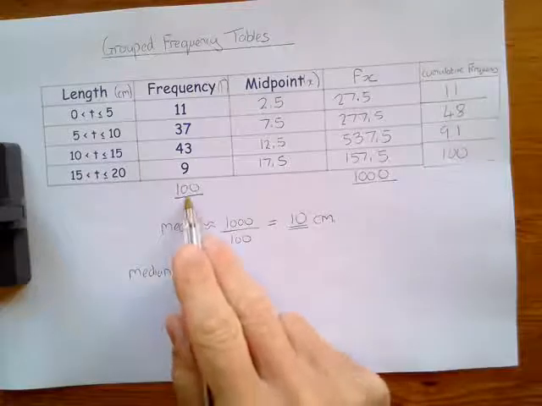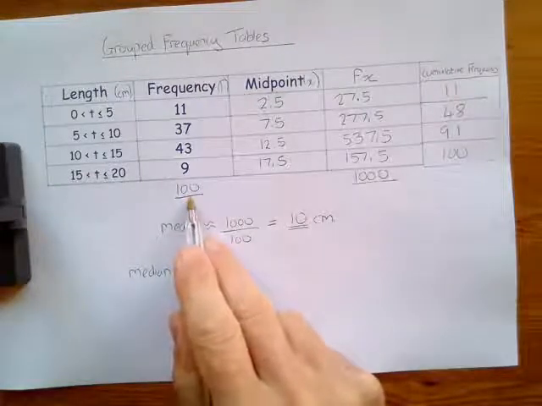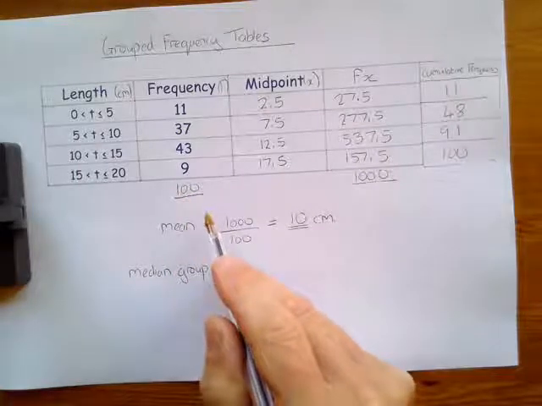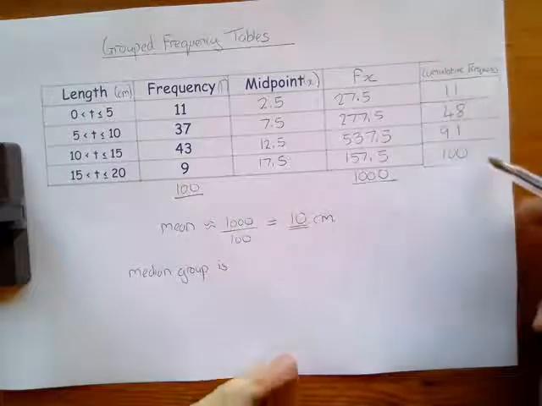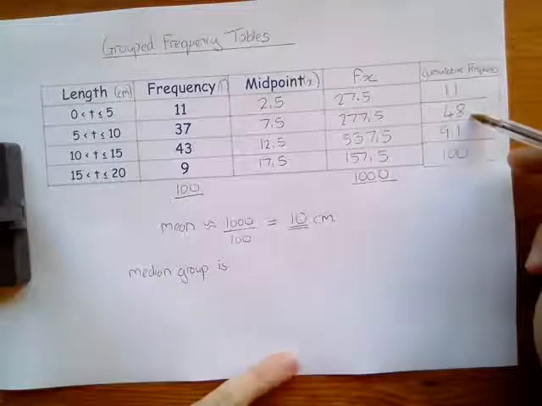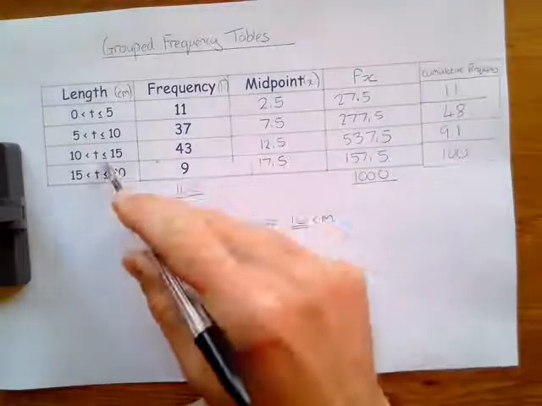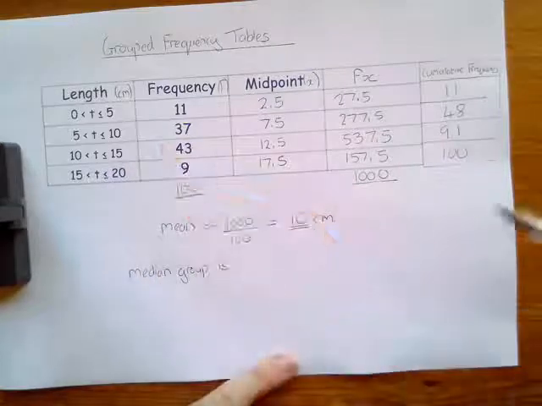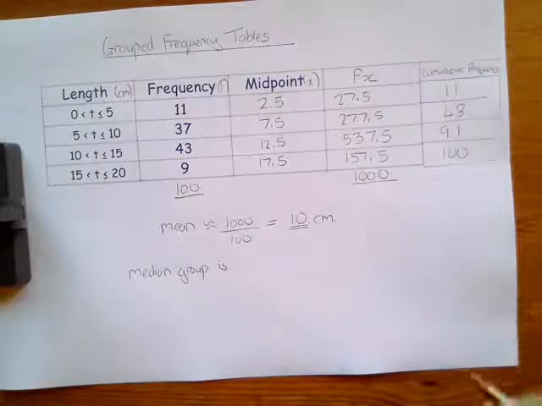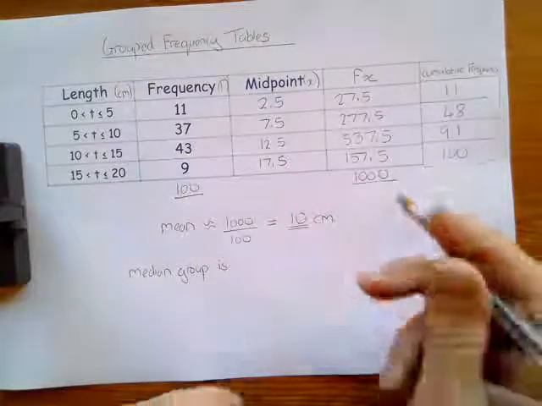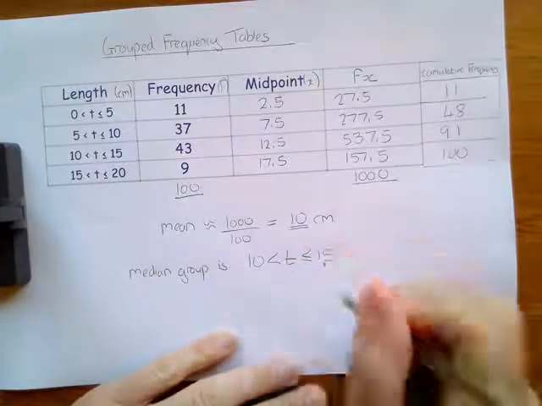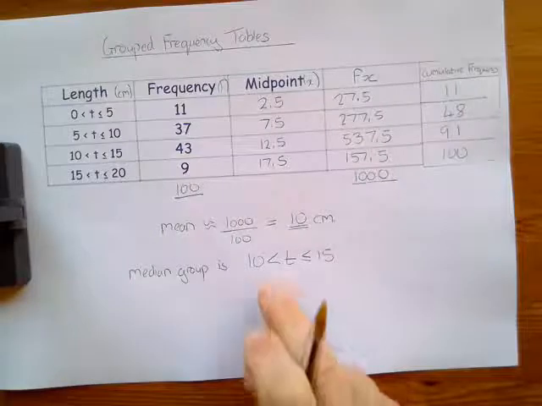The thing is, I know that the middle worms are the 50th and the 51st. There's 100 worms altogether. So the middle ones are the 50th and the 51st. Okay, so I just look down here and I think, well, by the end of the second group, I've only included 48 worms. So the 50th and the 51st worm must be somewhere in the third group. Early on in the third group. So the first worm in the third group is the 49th worm. So the 50th and the 51st worm are both in that group. So the median group is this one here. Okay, so the median group is 10 to 15.